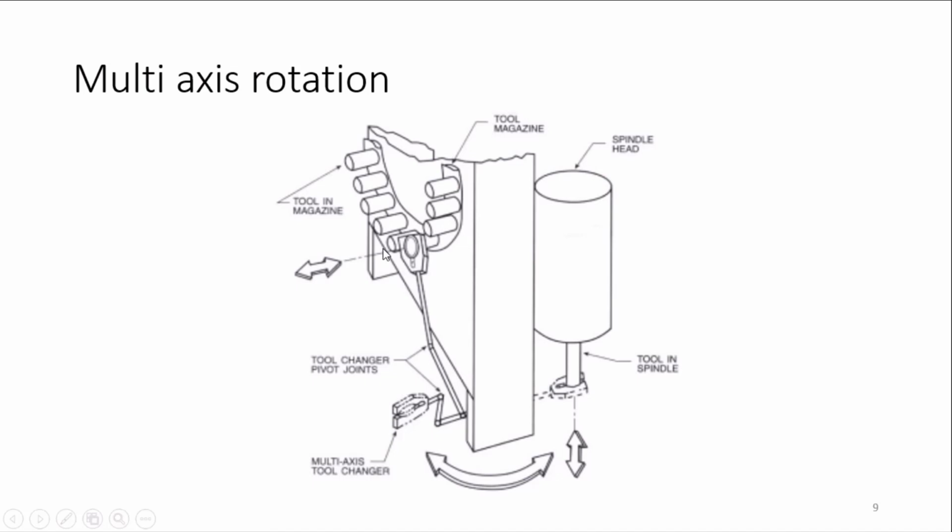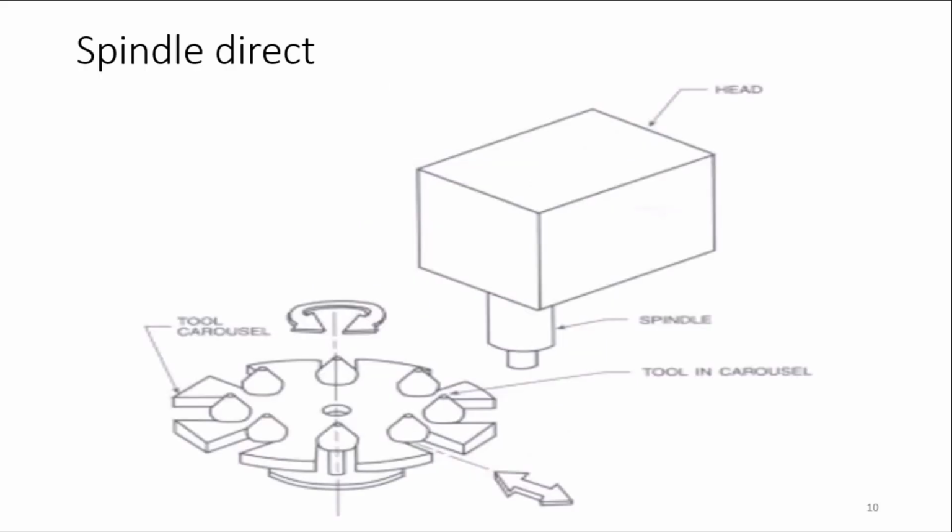Fine. It is used where the magazine size is big, the spindle is farther away from the magazine, and a specified tool is to be taken. That's why this multi-axis rotation exchanger is used. Fine. And the last one is spindle direct. Again, it's a type of, you can say, similar, not exactly the same, but similar to the turret head type.